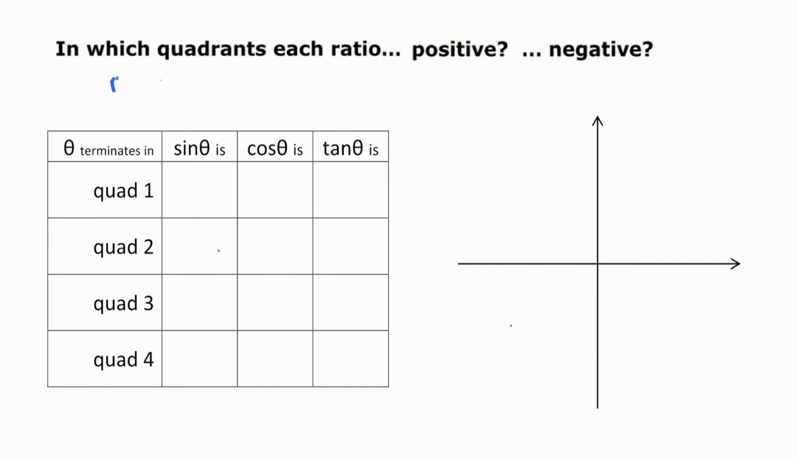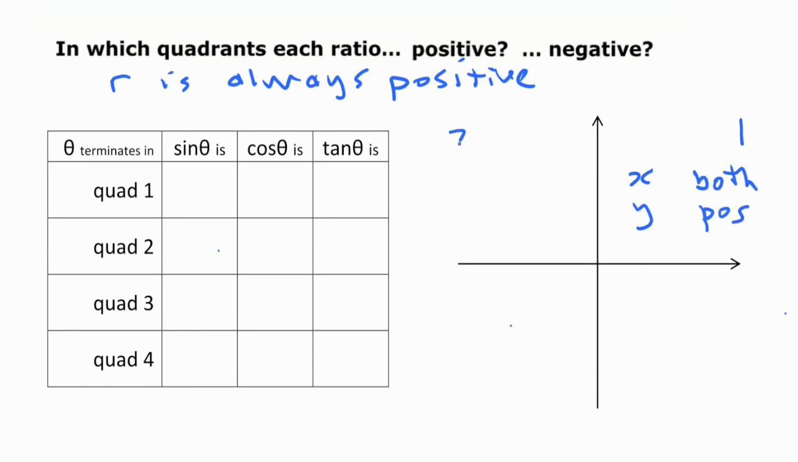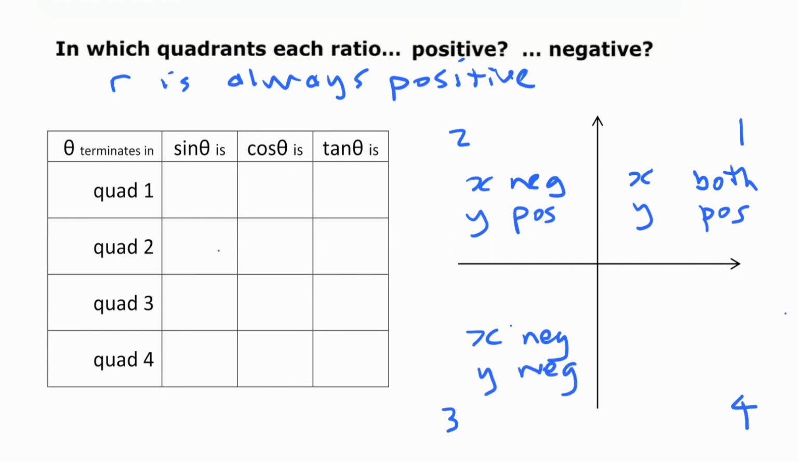Now to start with, it's worth remembering that r is always positive, so you don't even have to worry about it all that much. In quadrant 1, x and y are both positive. In quadrant 2, y is still positive, but x is now negative. Right? As soon as you're to the left of that axis, x becomes negative. So as you go into quadrant 3, x is still negative because you're to the left, but now that you've gone below this axis, y is negative as well, right? And once you get to quadrant 4, now y is still negative, but x, once you cross back over to the right side, x is positive.